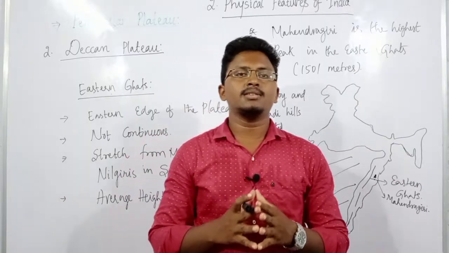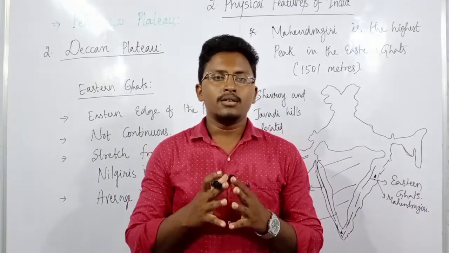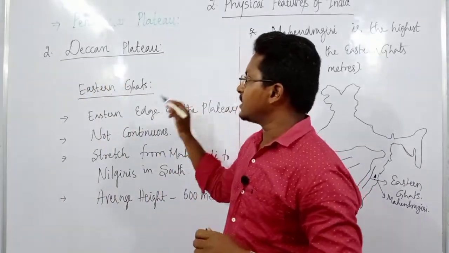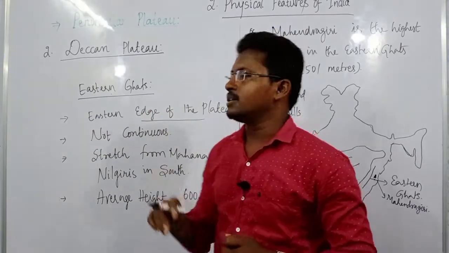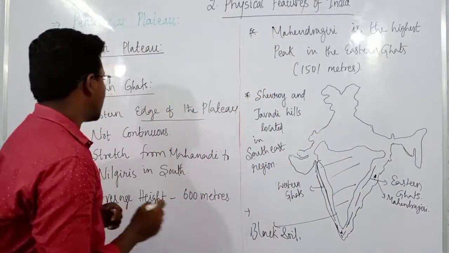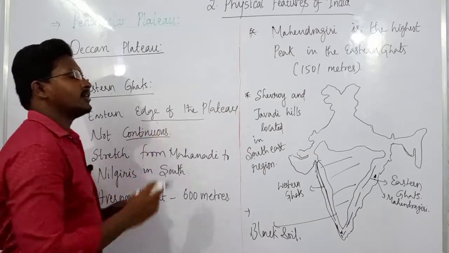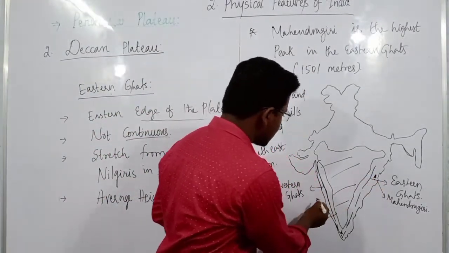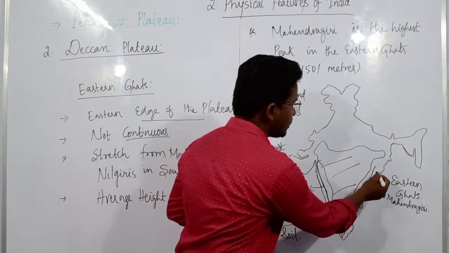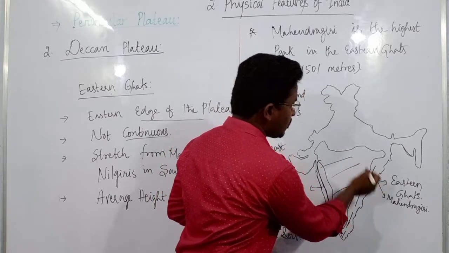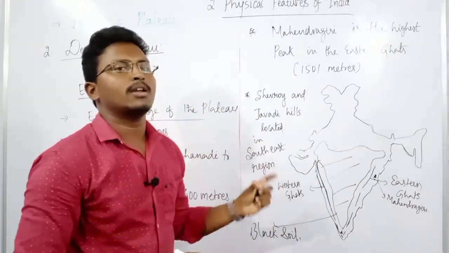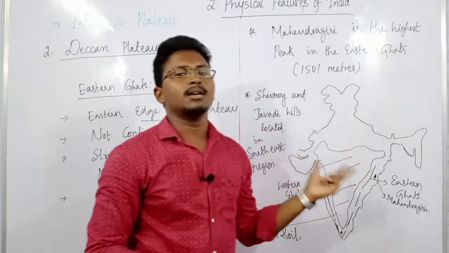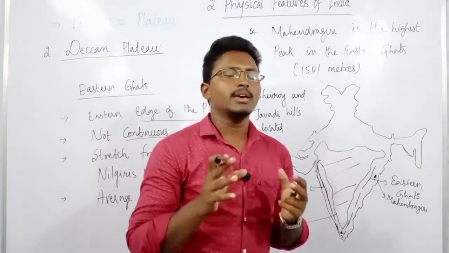Let us discuss the easternmost edge of this Deccan Plateau, which is the Eastern Ghats. These Eastern Ghats are also known as the eastern edge of this plateau, and one of the other important features is that they are not continuous, they are discontinuous. If you see here, they are not continuous, whereas the Western Ghats are continuous from here to here. Here the Eastern Ghats are divided or broken in between, because some of the rivers are flowing here, like Mahanadi, Krishna, Godavari, Kaveri, etc.